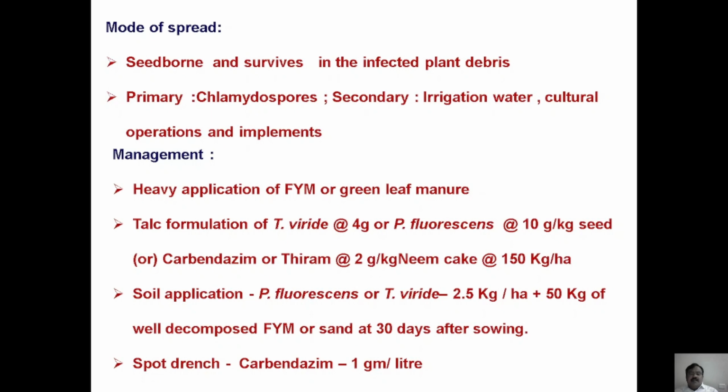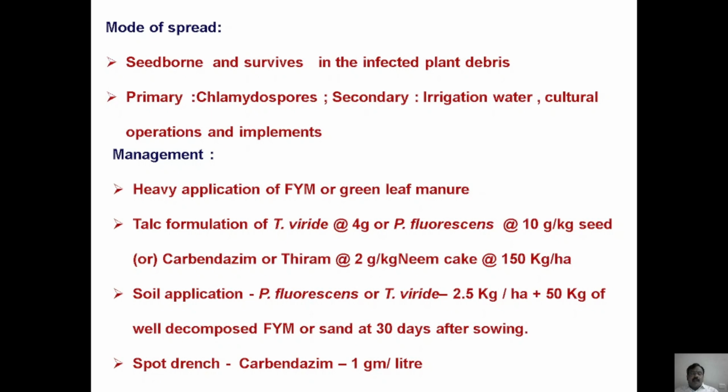And then treat the seeds before sowing with chemicals like carbendazim or thiram at the rate of 2 gram per kg, or along with the biocontrol agents like Trichoderma viride at the rate of 4 gram per kg, or Pseudomonas fluorescens or Bacillus subtilis at the rate of 10 gram per kg.